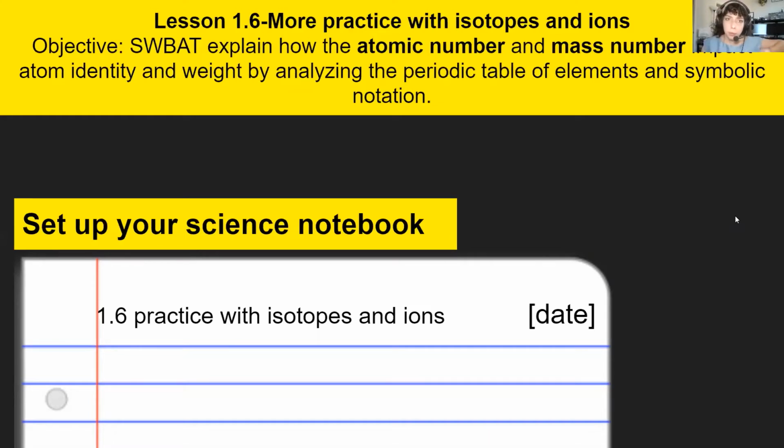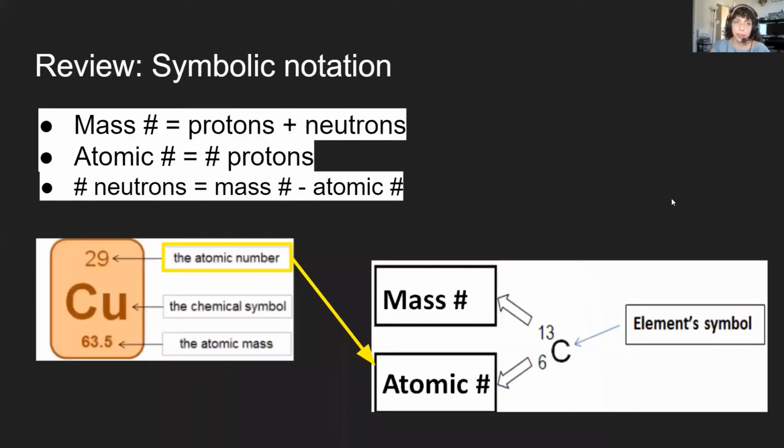We're on lesson 1.6, more practice with isotopes and ions. You could use this time to set up your notebook. Today you don't 100% need your notebook in order to be successful, but it would be a good idea to write down any of these examples in case they pop up in the future. So let's jump into a quick review.